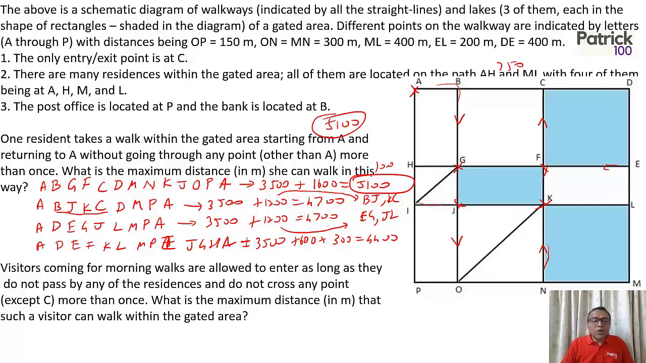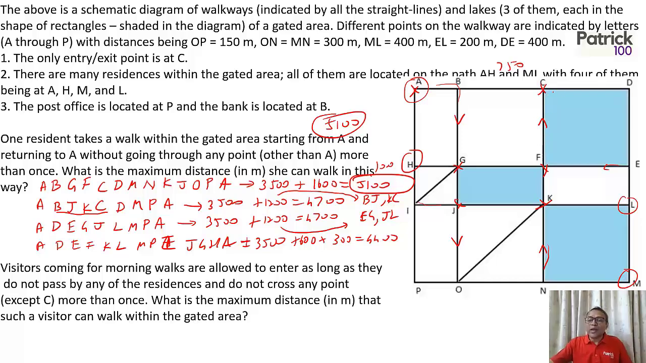Next, visitors for morning walks are allowed to enter as long as you pass any residences. So you can't go to H and A. You can't go to L and M. These are the points which you cannot go. And for the maximum distance, you can't cross any point more than once. So let's start. Let's start with C.